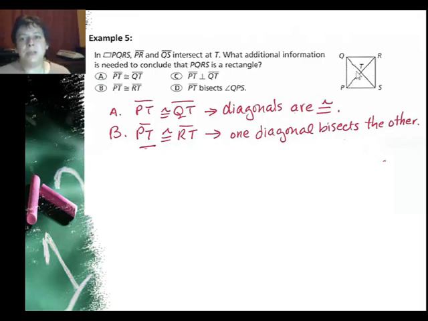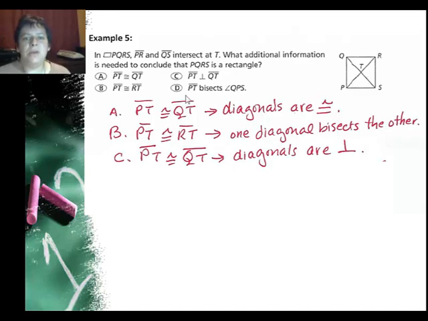Well, that tells me that QS bisects this one, but I'm not sure I'm going to get a lot of information there. Then I know that PT is perpendicular to QT. Well, hold on, I have the wrong thing. Change that. Not congruent, but perpendicular. That would mean the diagonals are perpendicular. That would be true for a rhombus.